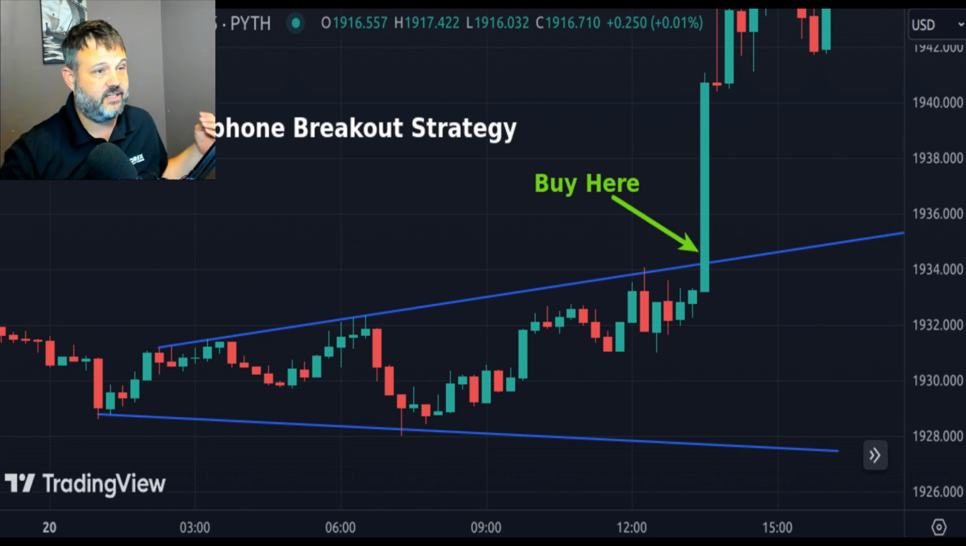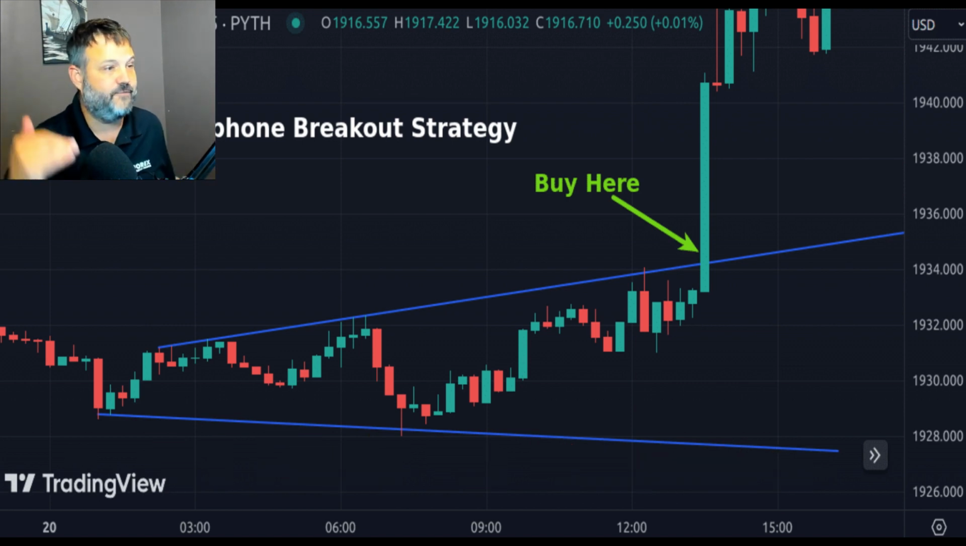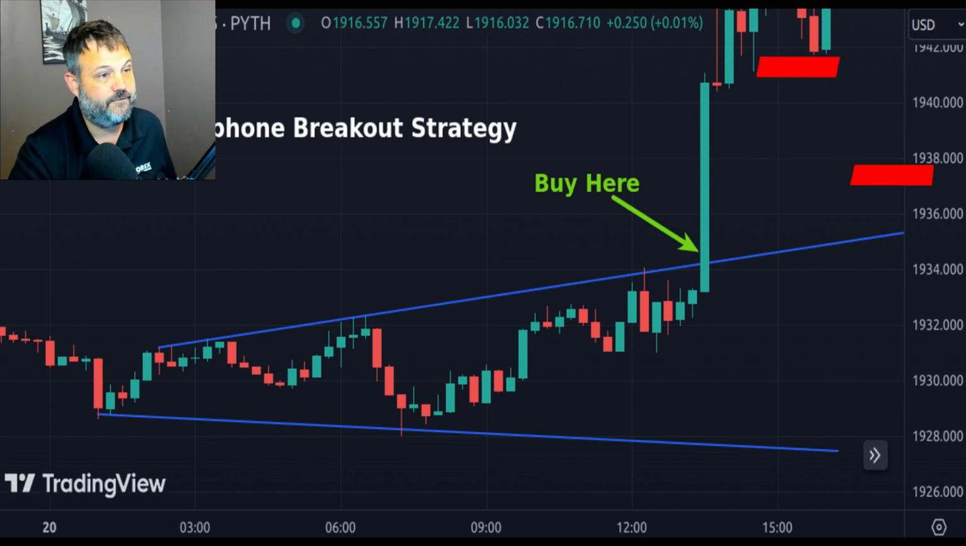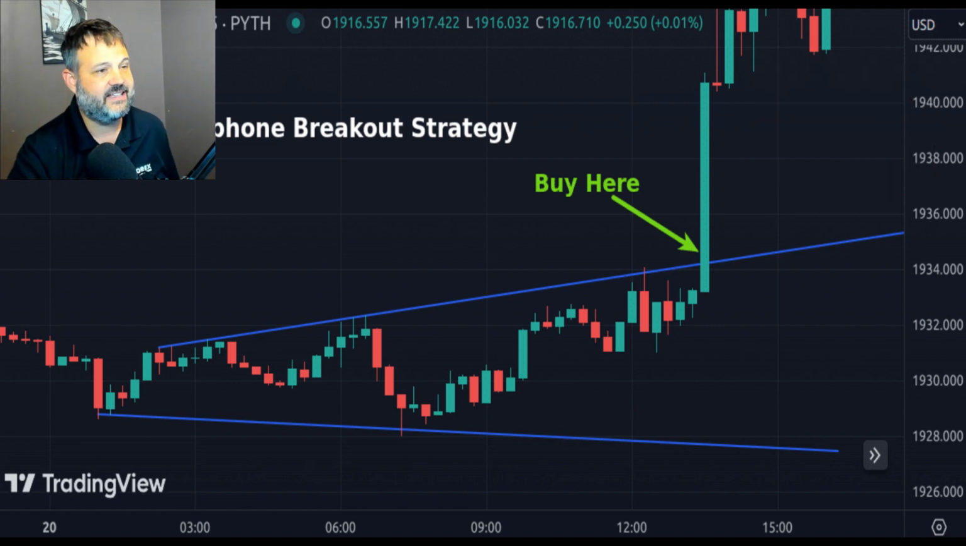And the reason we do this is because that's a 1-to-1 risk to reward ratio. And if you have a 1-to-1 risk to reward ratio, say that a handful of times, it's a good tongue twister, you will be able to make money if you win 52% of your trades. Not bad. And with this strategy, it's a high win rate strategy. And so this is one of my bread and butter strategies. It works, plain and simple.